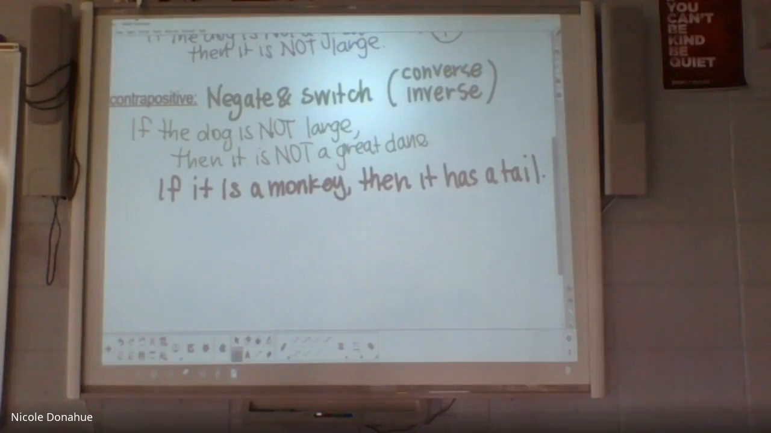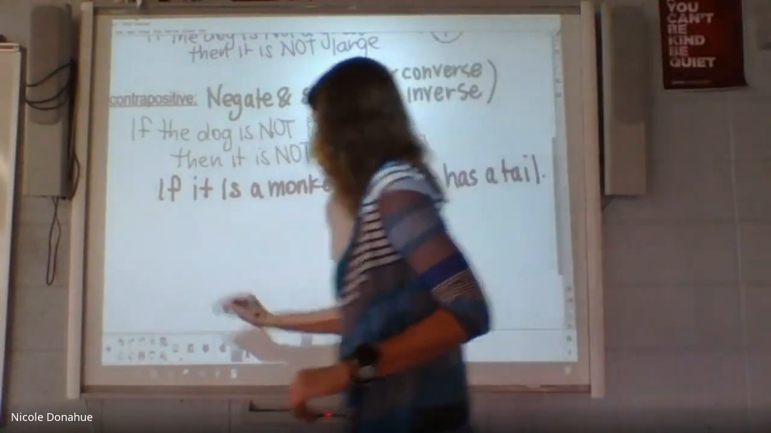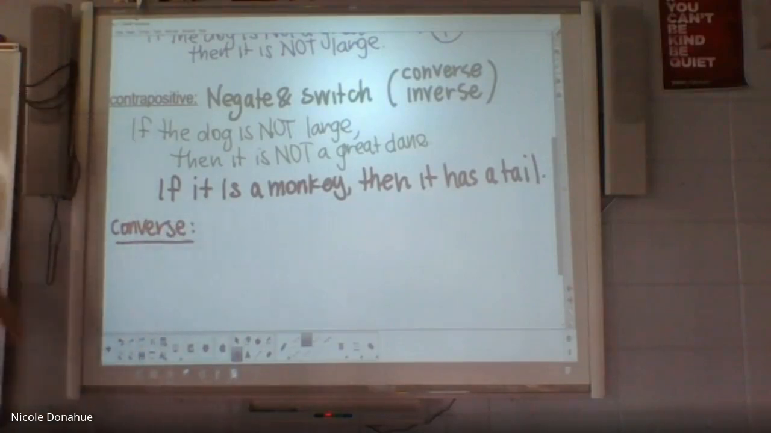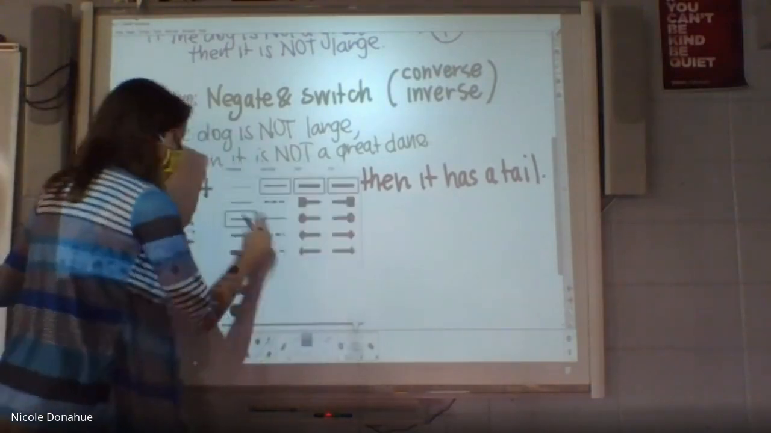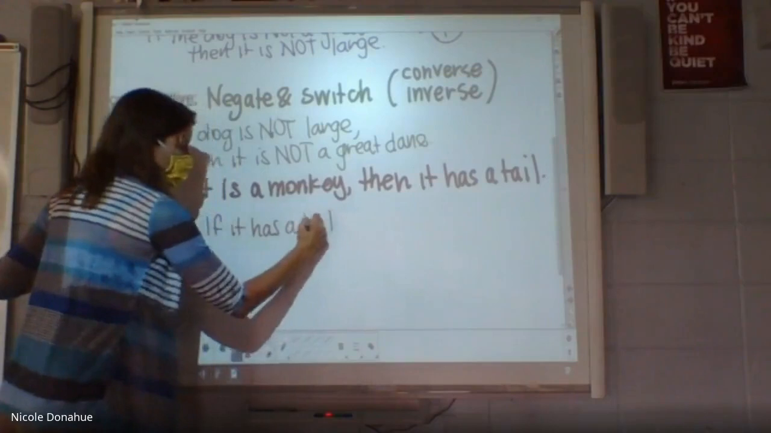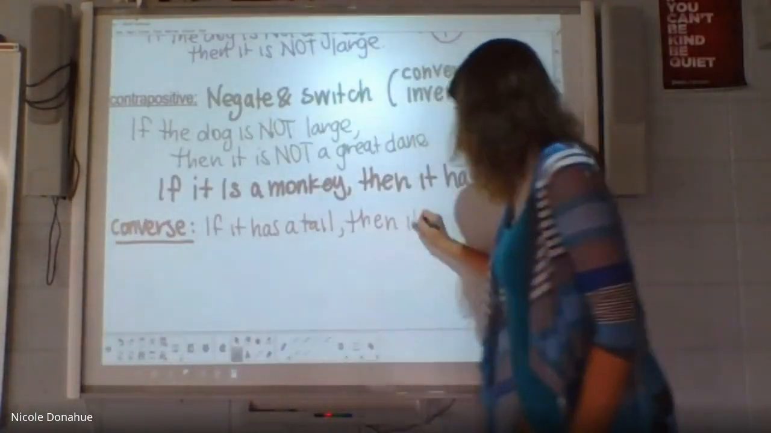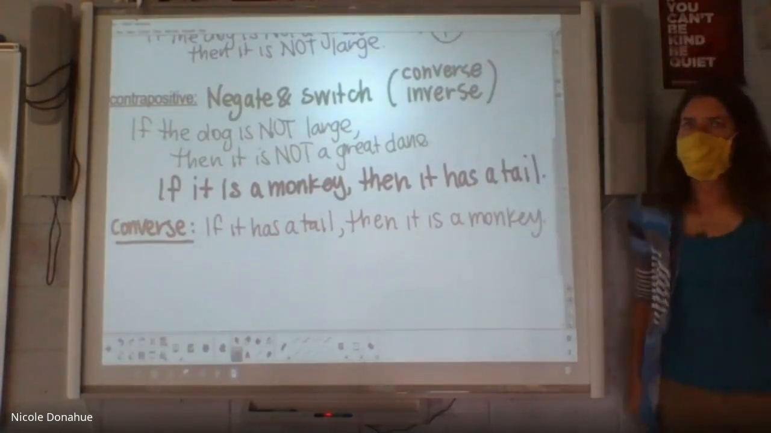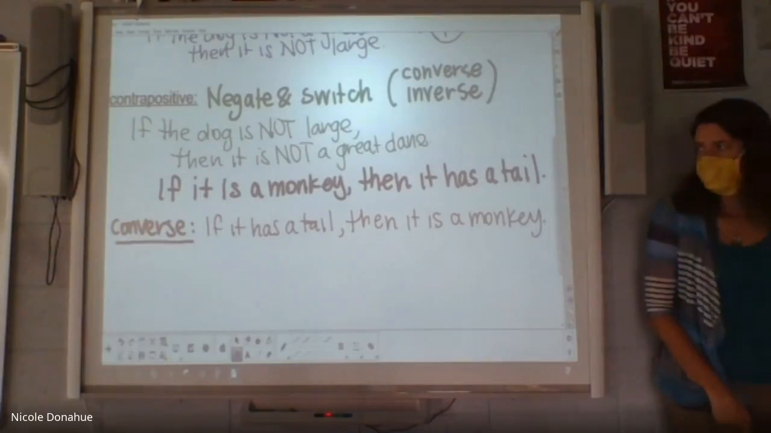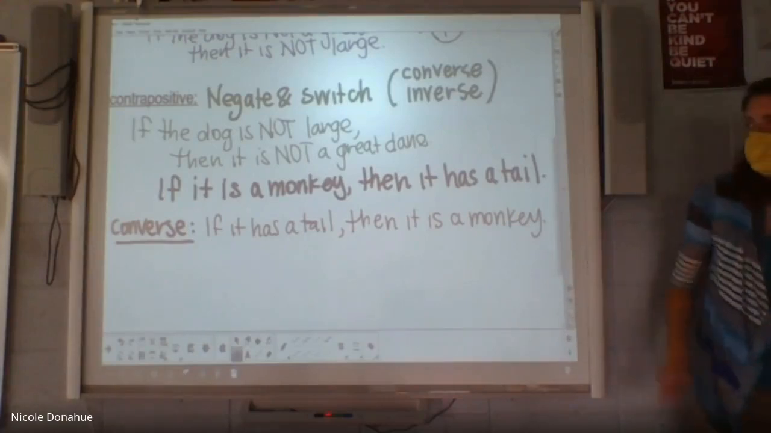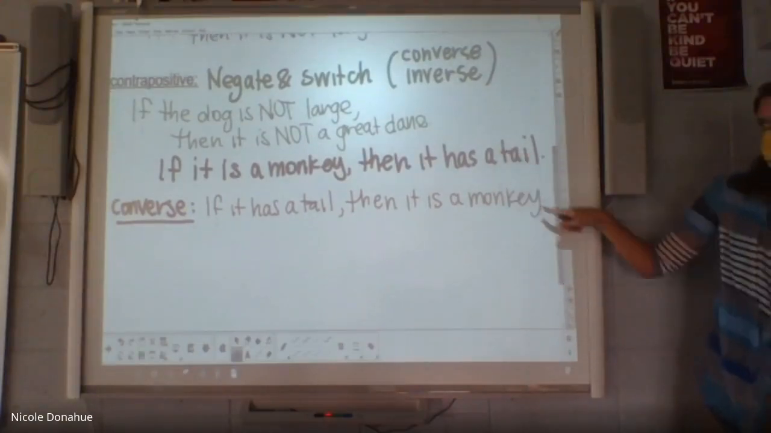So the first one is the converse. The converse would be to flip the if-then parts. So if it has a tail, then it's a monkey. But in the video, there was a cow standing there, pretty clearly not a monkey. He had a tail, he was not a monkey. So this statement is probably going to be false most times. If the first one is true, the second one's probably going to be false.